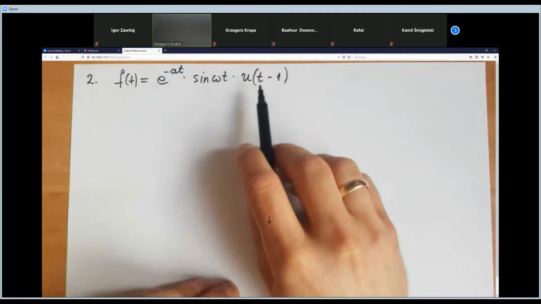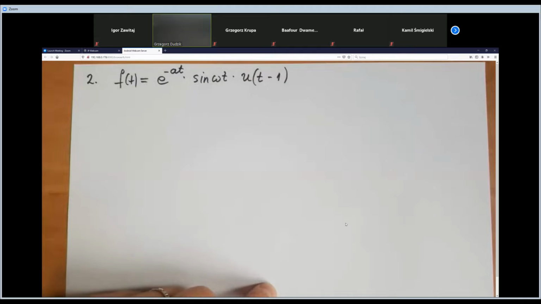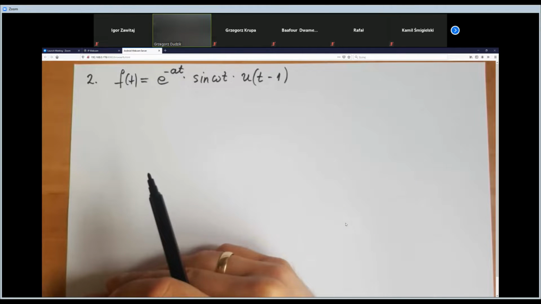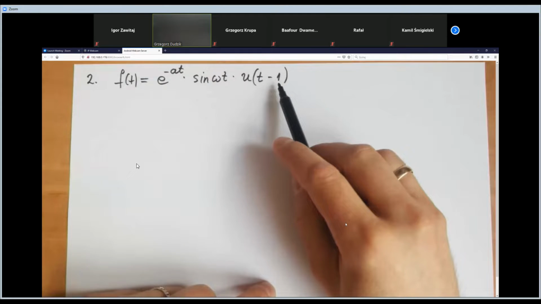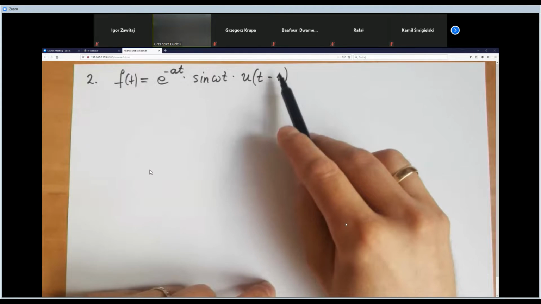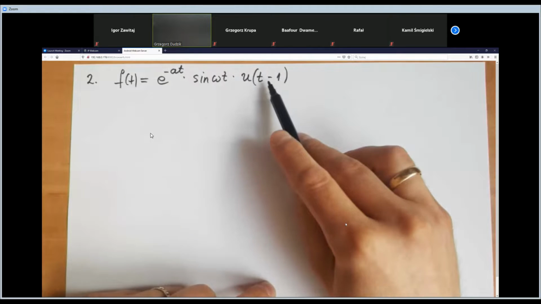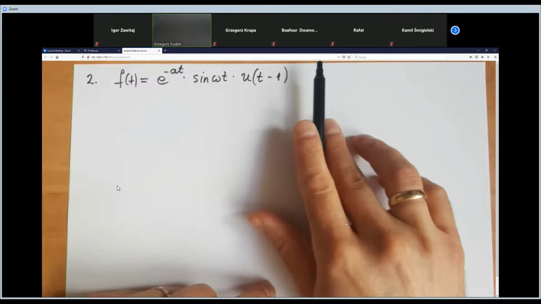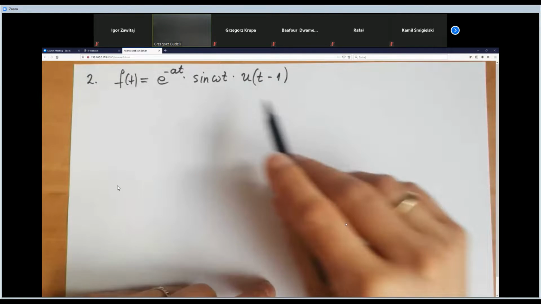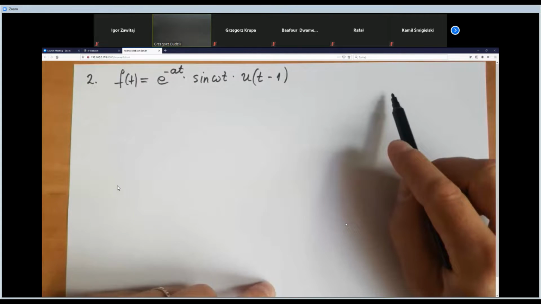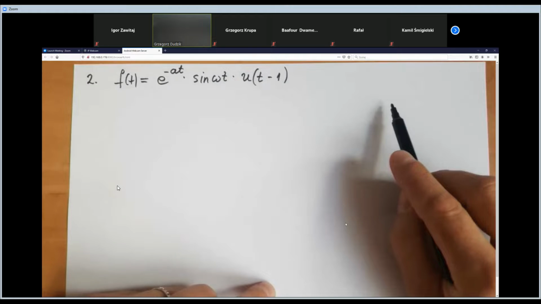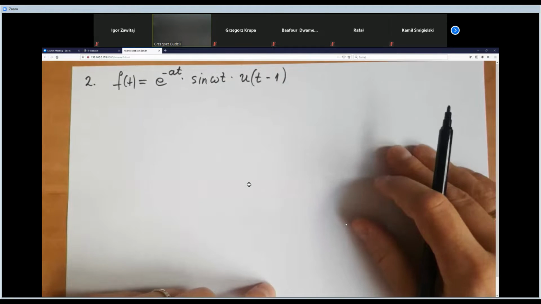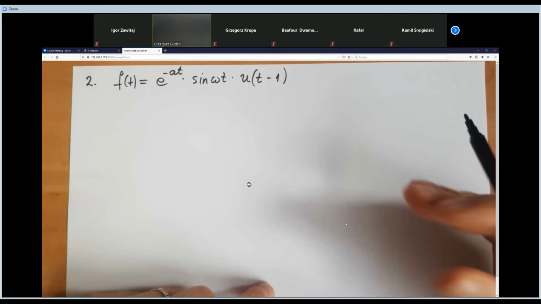What does it mean? Maybe you remember from the classes, when I talked about the unity functions or the gate function. The t minus 1 means this is the unity function which is shifted by 1. In this case, if the time is in seconds, it means this is 1 second. So the unity function is shifted by 1 second to the right. So our function, in fact, is starting not from the 0 time, but from the 1 second. All right. So how can we solve it?